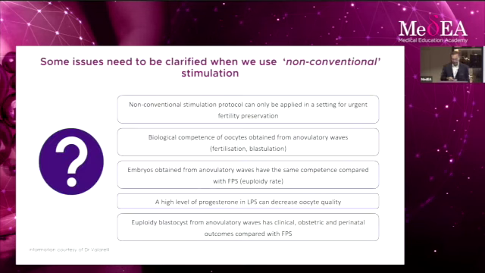The first question regarding the application of the double stimulation is regarding the competence. What is the competence when I collect the oocyte from an ovulatory wave? Because, of course, if you don't do nothing, you will lose this oocyte. And which is the fertilization rate? Which is the blastulation rate? Which is the euploidy rate? When I transfer the embryo after unconventional stimulation, which is the quality of my embryo?